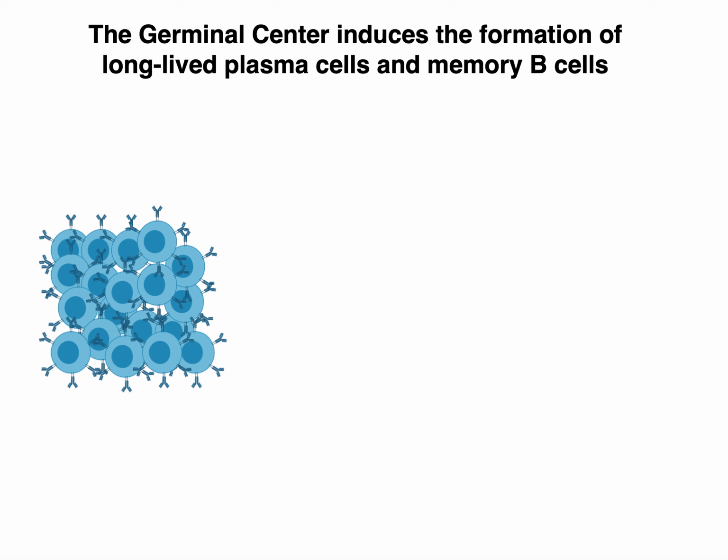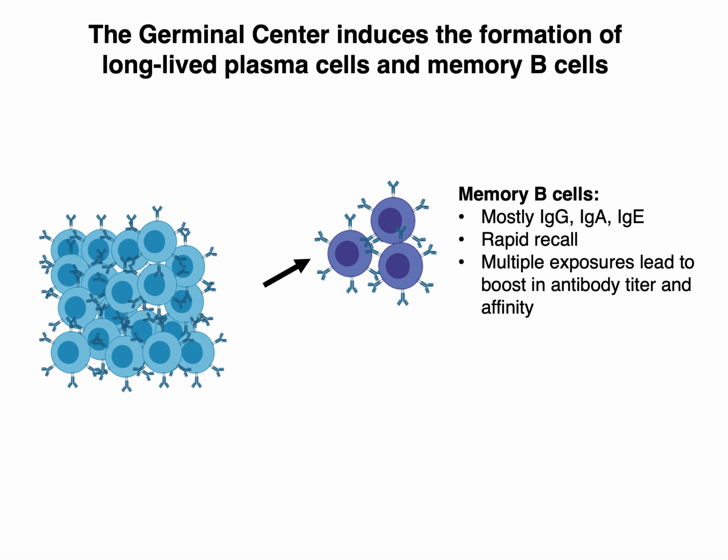And within the germinal center, some very important things happen. First, obviously, you get a robust B cell response with lots of antibody production. This also leads to the formation of memory B cells. These memory B cells are mostly B cells that produce IgG or IgA or IgE rather than IgM. These memory B cells are capable of rapid recall if they ever see their antigen again. And multiple exposures of these memory B cells to their antigen will boost their ability to make very high affinity antibodies.